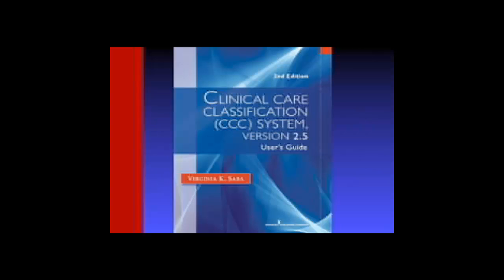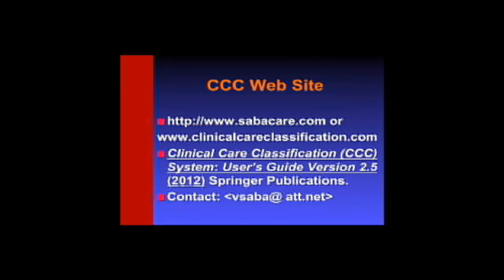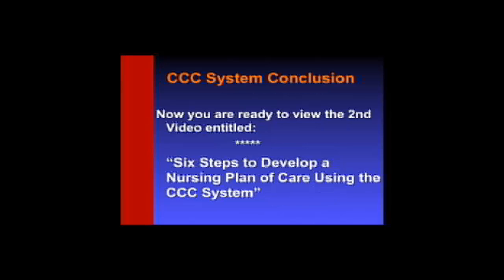Note that the second edition of the CCC manual is now available as the CCC System version 2.5 User's Guide for your use, published by Springer in 2012. The user guide can be ordered from the CCC website. This ends the first video on the overview of the CCC system version 2.5, and now you're ready to view the second video entitled The 6 Steps to Develop a Nursing Plan of Care Using the CCC System.